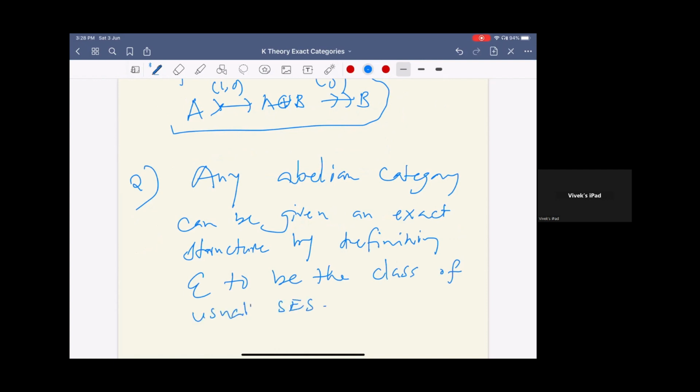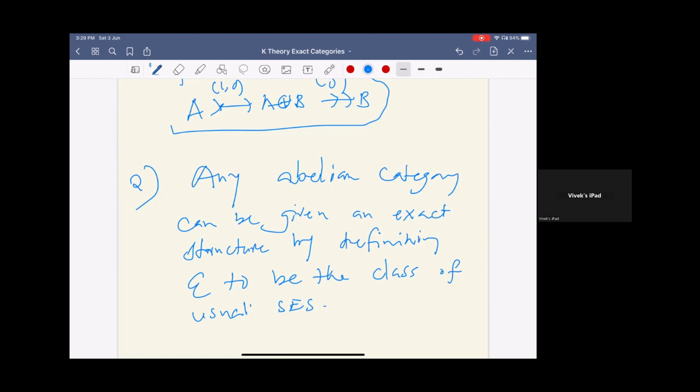So in an abelian category, you always have a notion of a short exact sequence. So just consider all the short exact sequences in this class, the epsilon class. Then all those properties will satisfy E1 to E6. So any abelian category is an exact category, by considering the usual short exact sequences.